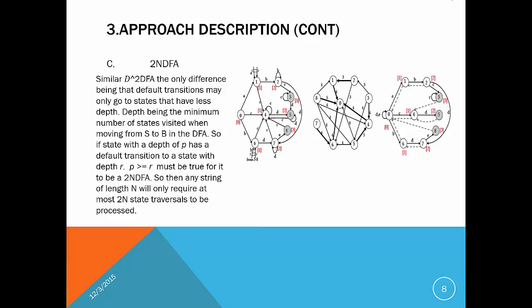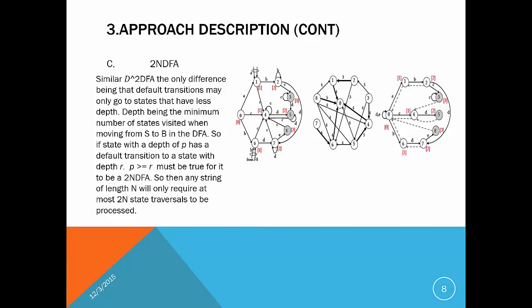The concept of a 2N DFA is to improve the D2FA by taking advantage of the fact that every DFA has an initial state. And so we can define a new term called depth as the minimum number of states visited when moving from S to V in the DFA. Because of this, they made a lemma that states, if none of the default transitions in a D2FA lead from a state with a depth P to a state with a depth K, with K greater than or equal to P, then any string of length N will require at most 2N state traversals to be processed.